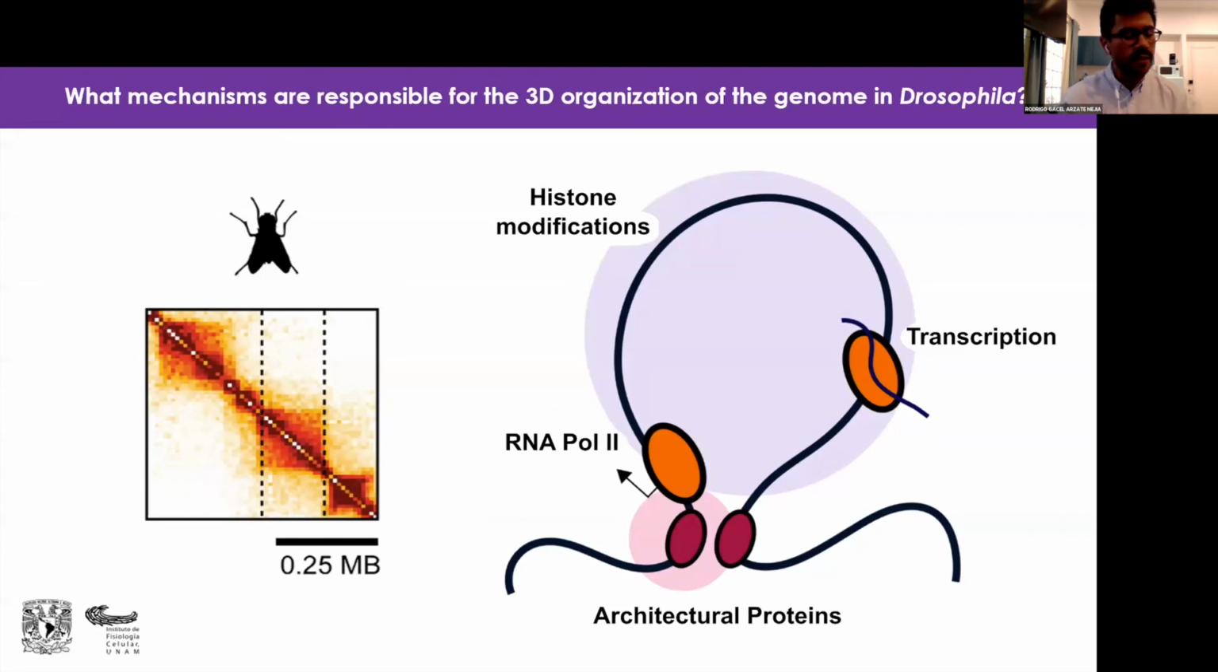And up to this point, there have been different hypotheses as to which could be the main drivers for genome organization in the fly. People have postulated that histone modifications are involved, probably through phase separation mechanisms, that the RNA polymerase itself is involved, that transcription per se is important for bringing together different genomic sequences, and others have proposed that genetic sequences that are bound by architectural proteins like CTCF and many others in the fly are actually important to create these regions of physical interaction.